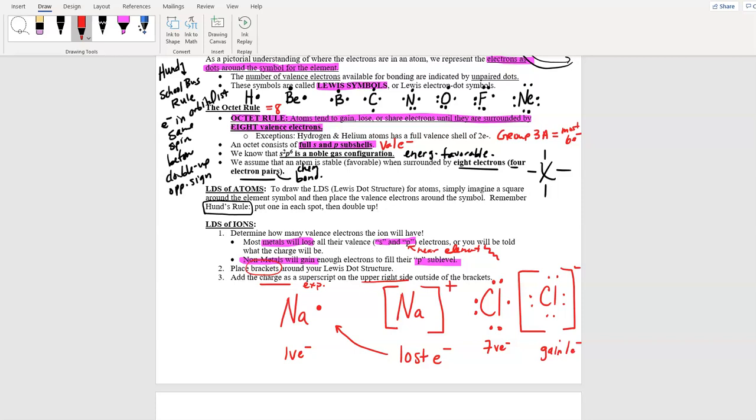So remember I told you AP wants to see brackets. We usually never use parentheses unless we're doing math. Okay, so brackets for symbols, brackets for chemistry terms, but no parentheses.